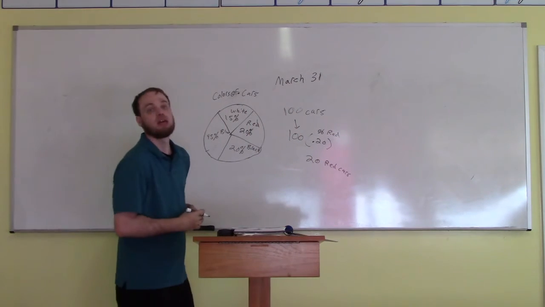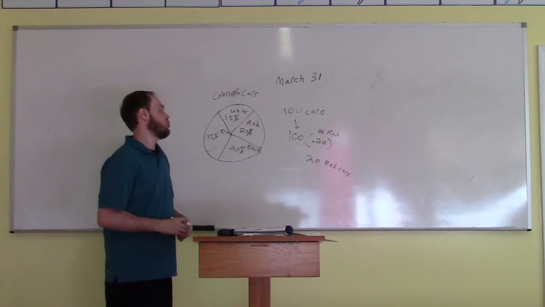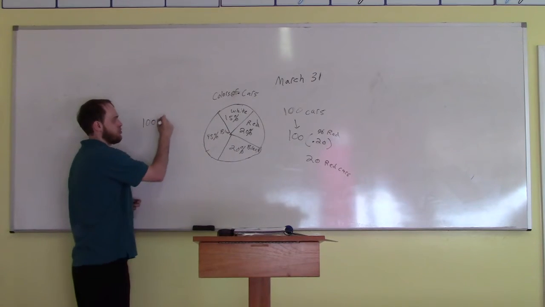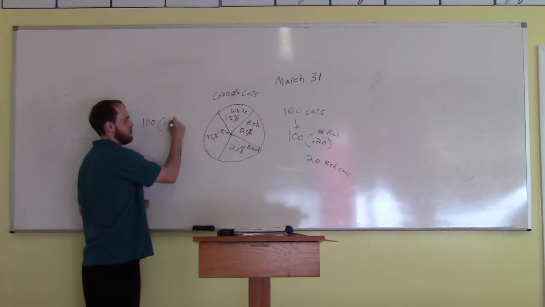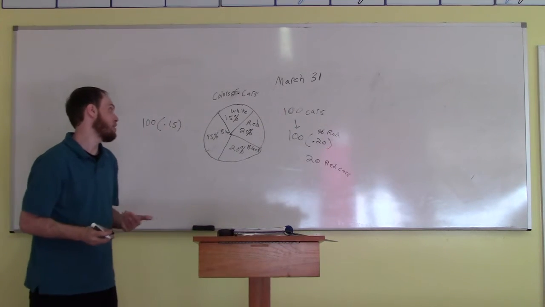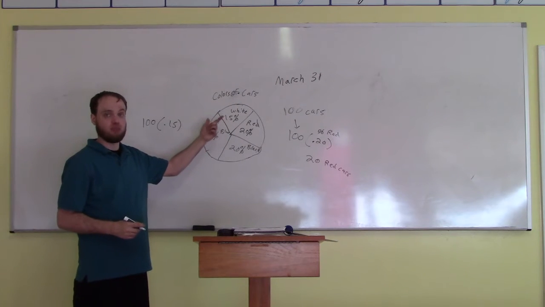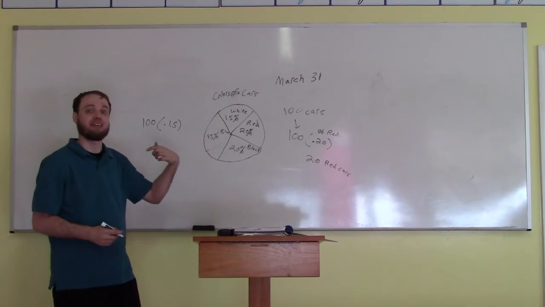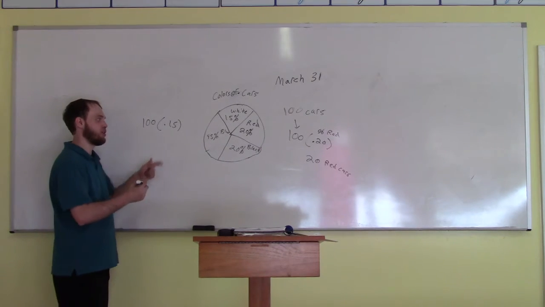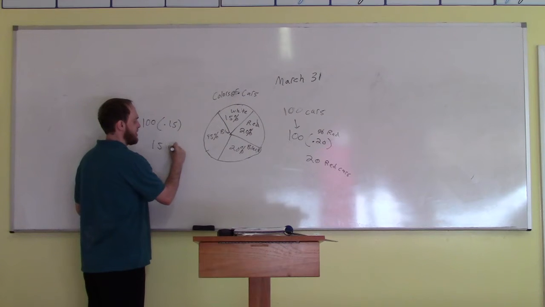Okay? Now, if I wanted to know the number of white cars, you would take 100 and multiply times 0.15. And that's going to tell you the total number of white cars. So change the white percent to a decimal, so 0.15, and then multiply times the total number of cars, which would be 100. So 100 times 0.15 is going to be 15. And so that tells you there are 15 white cars.